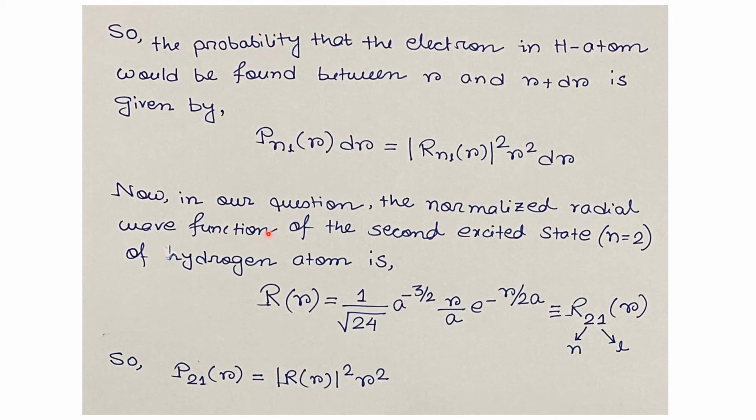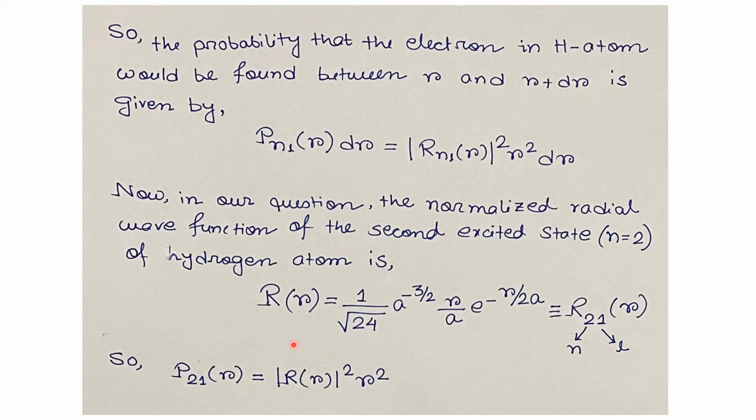Now in our question, the normalized radial wave function of the second excited state, that is the principal quantum number equals 2 in this case of the hydrogen atom, is R(r) equals 1 by root over 24 times a to the power minus 3 by 2, times r by a, times e to the power minus r by 2a. Here a is the Bohr radius.